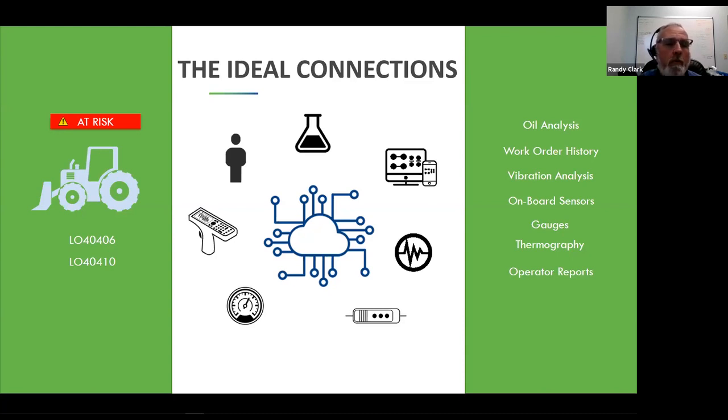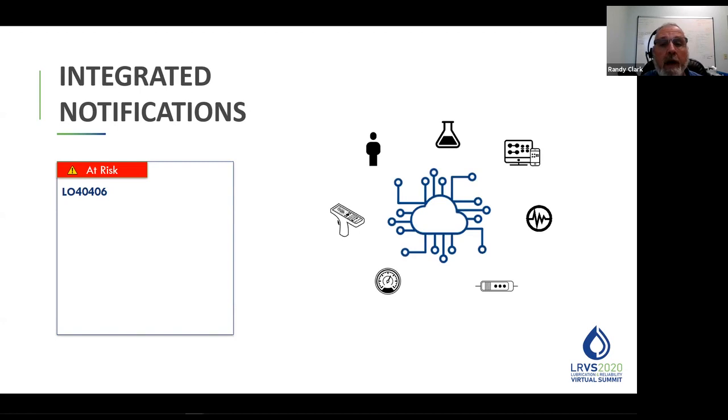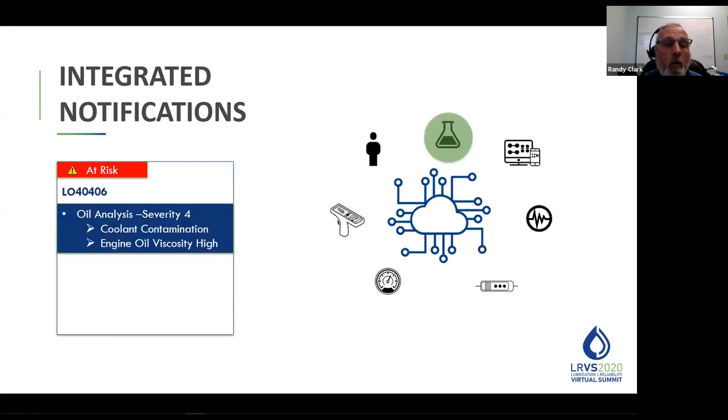So for this example, I'm going to click on Unit 406, and I quickly notice that 406 is at risk, and of all the data that I'm collecting, one, it's at risk for an oil analysis severity 4 report. That oil analysis severity report has shown me that coolant contamination exists and engine oil viscosity is high.